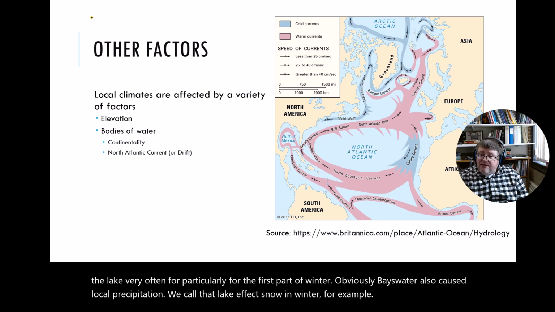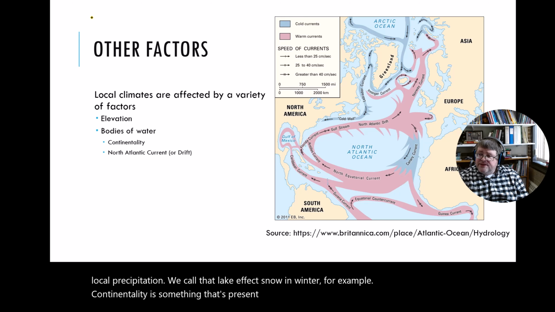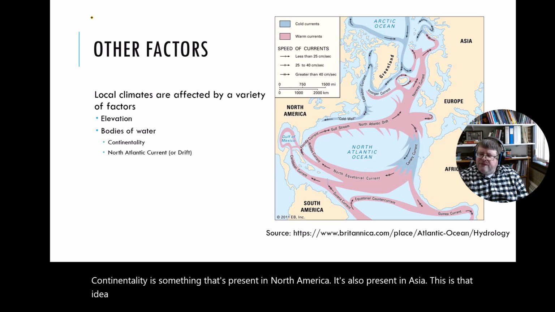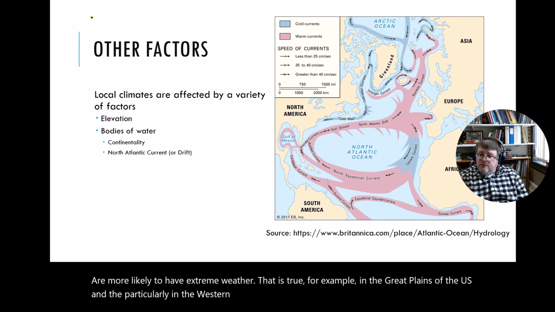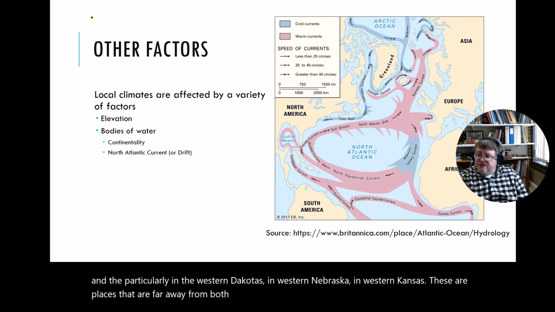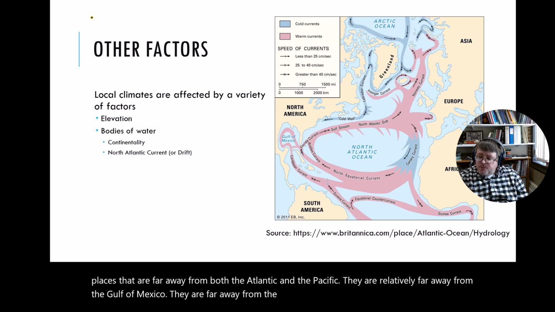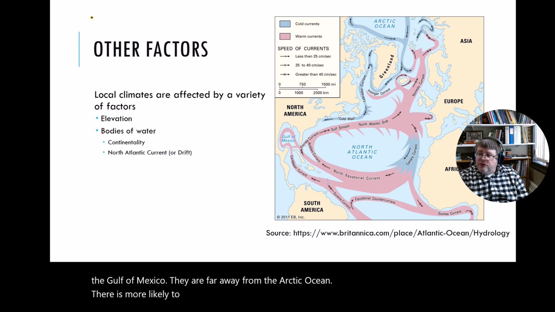Continentality is something that's present in North America. It's also present in Asia. This is that idea that areas that are far away from large bodies of water are more likely to have extreme weather. That is true, for example, in the Great Plains of the U.S. and particularly in the western Dakotas, in western Nebraska and western Kansas. These are places that are far away from both the Atlantic and the Pacific. They are relatively far away from the Gulf of Mexico. They are far away from the Arctic Ocean. There is more likely to be extreme weather in those regions.